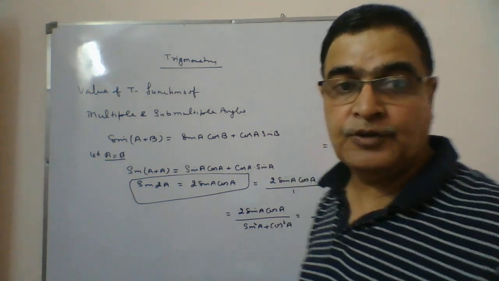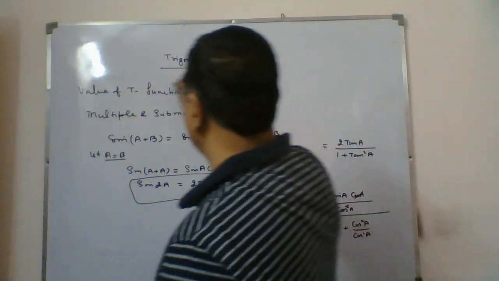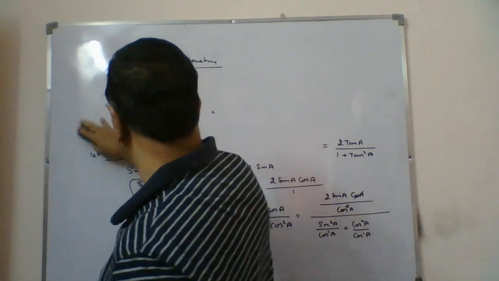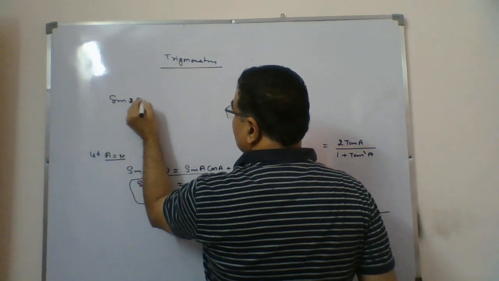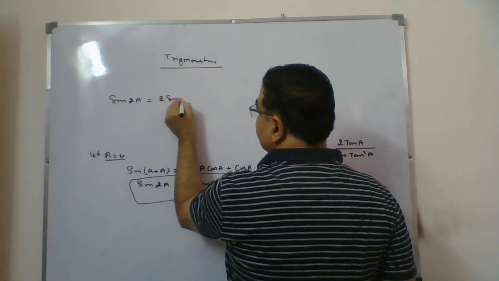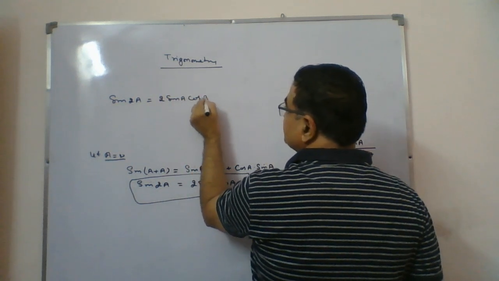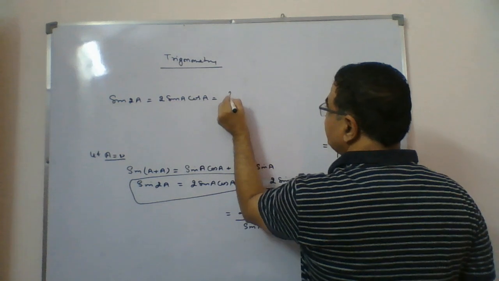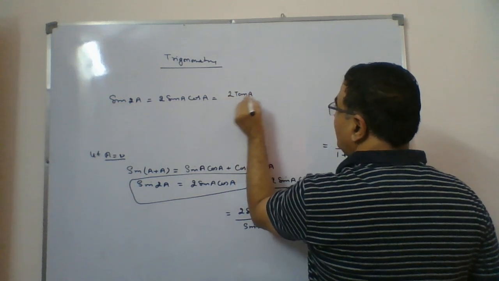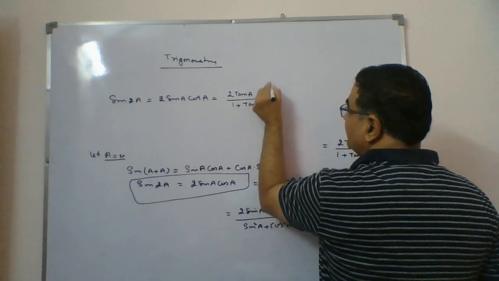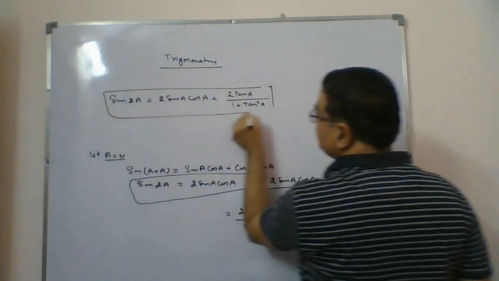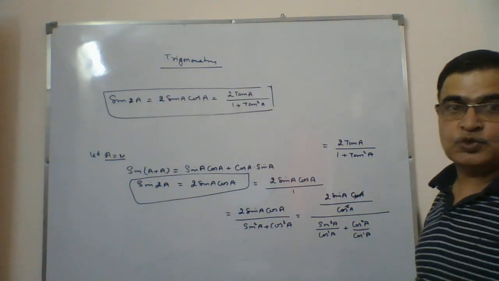So the first formula which we got now is of sine 2A, and that sine 2A formula is 2 sine A cos A, or you will write this as 2 tan A by 1 plus tan square A. This is the formula we have for sine 2A.